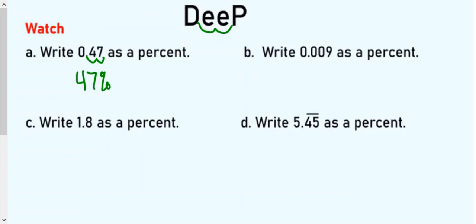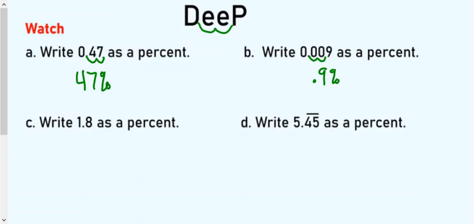Write 0.009 as a percent. So again, going from left to right, 2 decimal places. 1, 2. So we will get 0.9%. So less than 1% there.